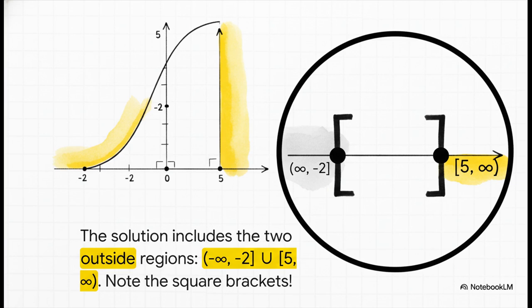It's everything from negative infinity all the way up to negative 2, and then everything from 5 all the way up to positive infinity. And notice the square brackets. That's because the original problem had that or equal to part, which means our critical points, negative 2 and 5, are actually included in the solution.